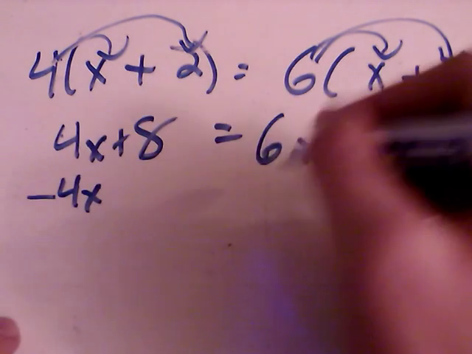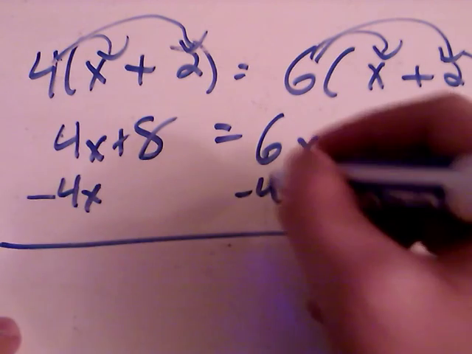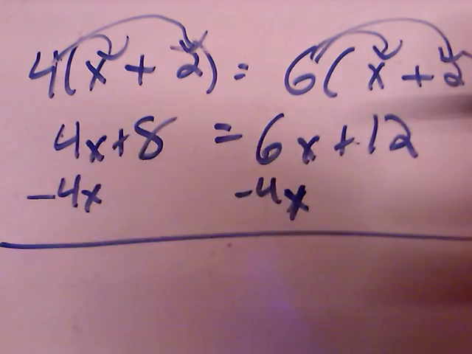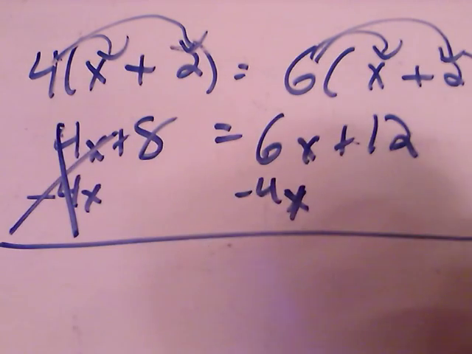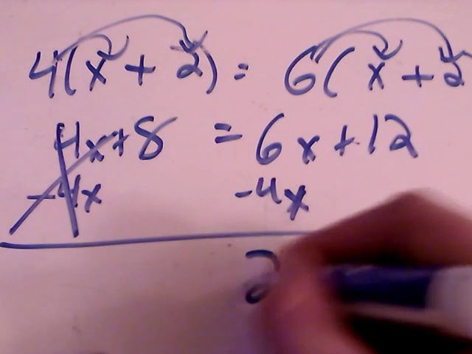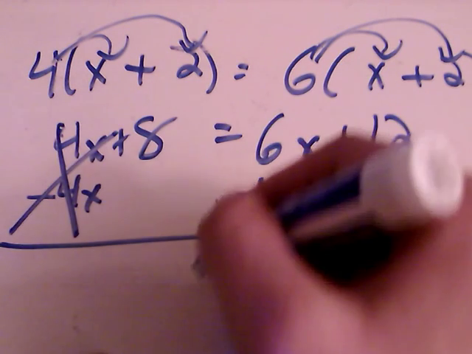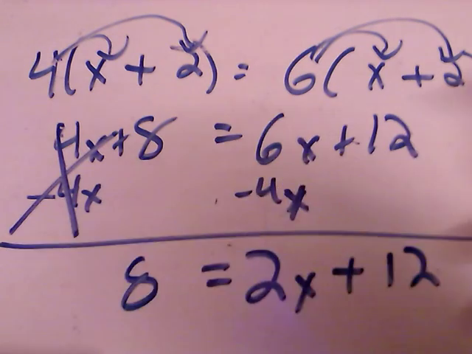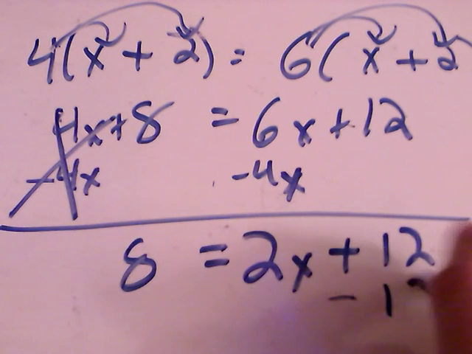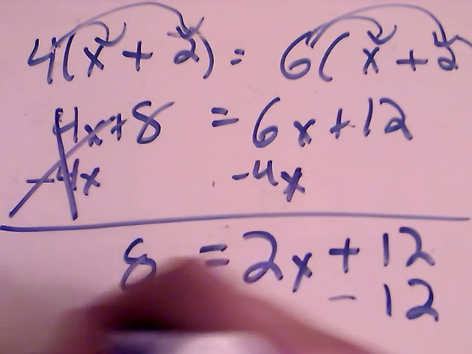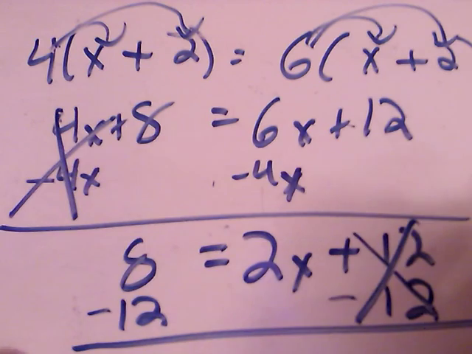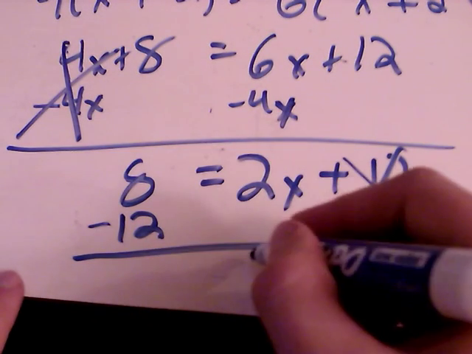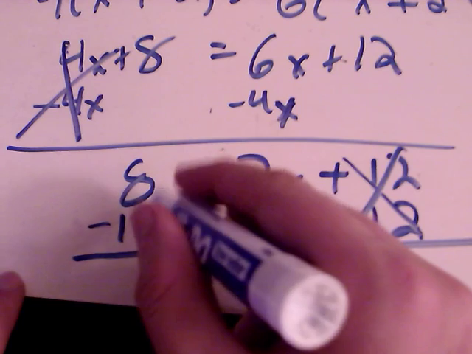Subtract 4x, subtract 4x, right here. This 4x over here, these cancel out. We have 6x minus 4x, which gives me 2x. Equal sign just goes straight down here. Plus 12, and we have the 8. So then what we're going to do is subtract 12 from both sides. So these 12s cancel out. We're left with 2x on the right side, and then 8 minus 12.